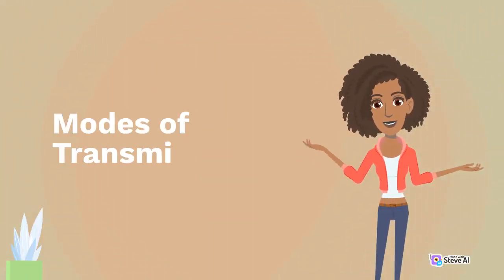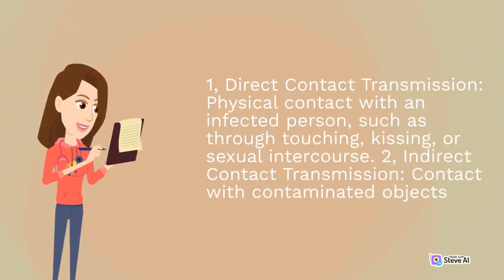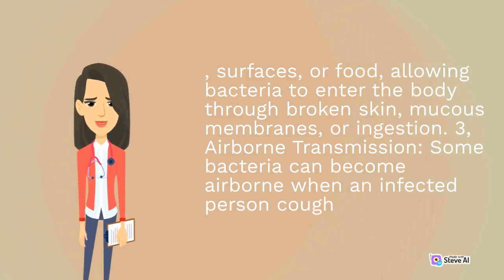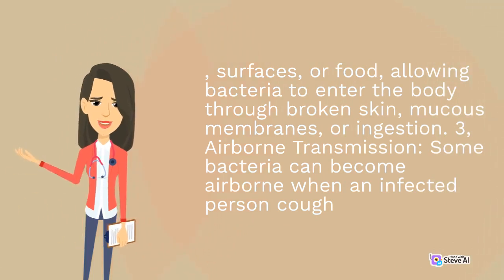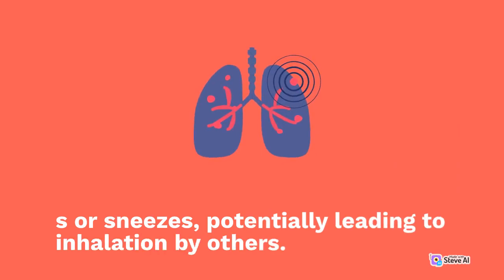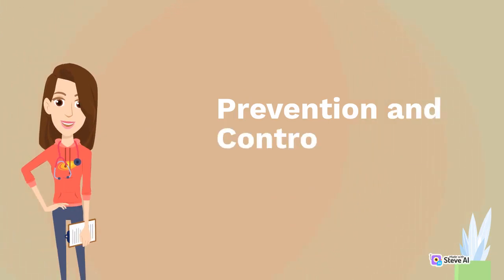Modes of transmission. 1. Direct contact transmission, physical contact with an infected person, such as through touching, kissing, or sexual intercourse. 2. Indirect contact transmission, contact with contaminated objects, surfaces, or food, allowing bacteria to enter the body through broken skin, mucous membranes, or ingestion. 3. Airborne transmission. Some bacteria can become airborne when an infected person coughs or sneezes, potentially leading to inhalation by others.